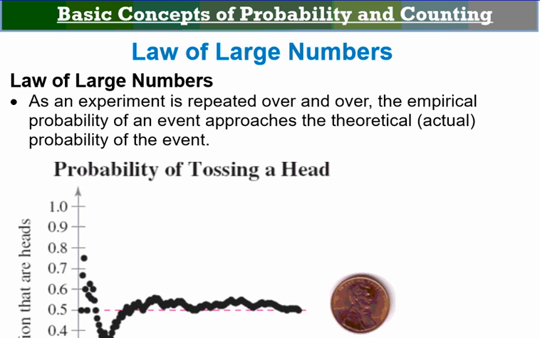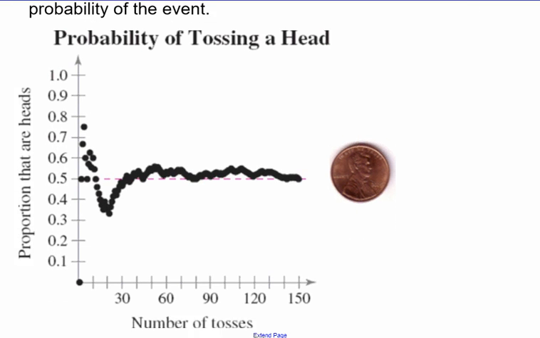The two kind of tie together, and I mentioned this as an example based on the law of large numbers. So the law of large numbers states the following. As an experiment is repeated over and over, the empirical probability, that's what we actually see based on experiments, of an event gets closer and closer. It approaches the theoretical or actual probability of an event.